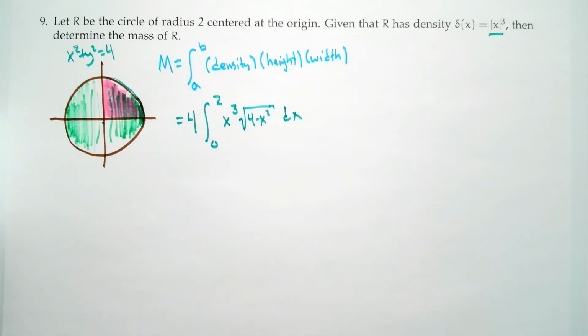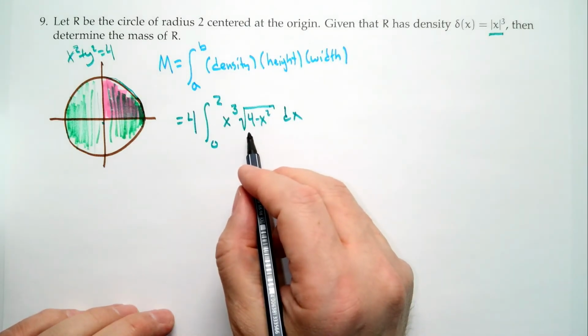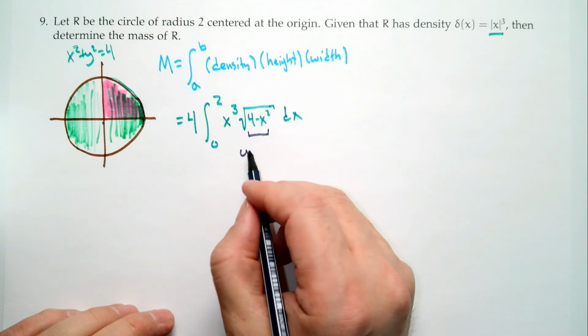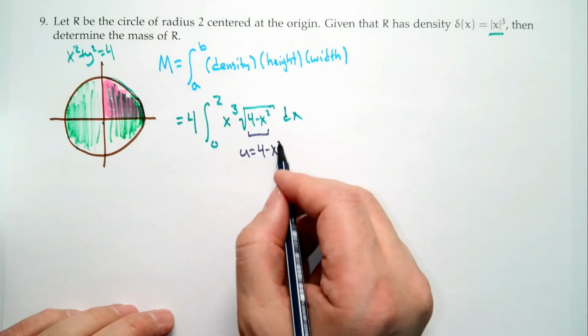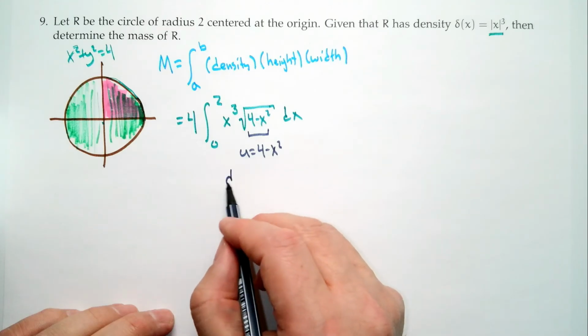So be adaptable and be ready to handle any situation you're in. Okay, how do you integrate something like x cubed times the square root of 4 minus x squared? We can do u substitution. You could probably also do trig substitution, but our goal is not to do anything fancy. What's our substitution? Let's do 4 minus x squared and see how far we get. If u equals 4 minus x squared, what would du become?